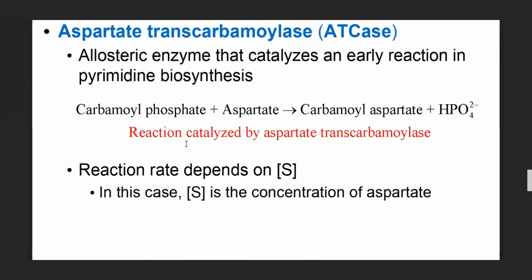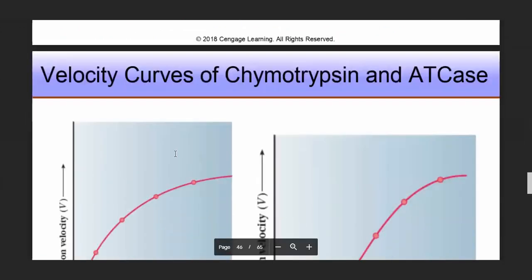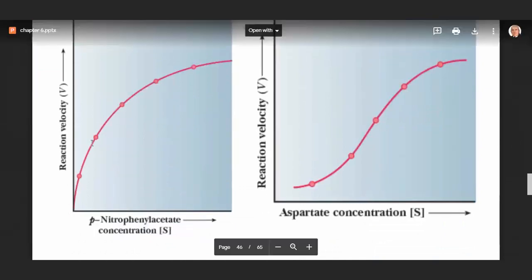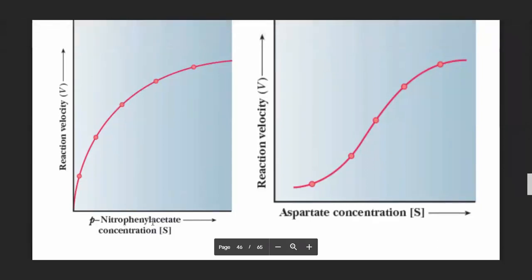They also found that reaction rate depends on substrate concentration. And let's look at the type of curves each produces. Now, the plot on the left here is a plot of reaction velocity versus substrate concentration of chymotrypsin. Now, the substrate is the para-nitrophenyl acetate. This is our ester.